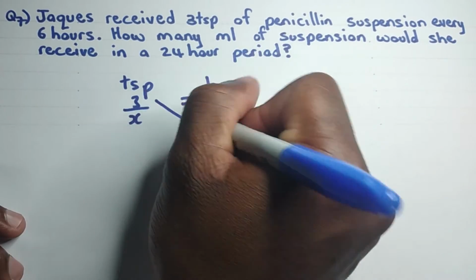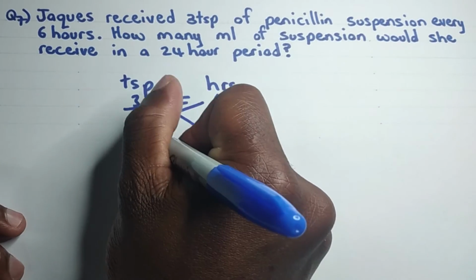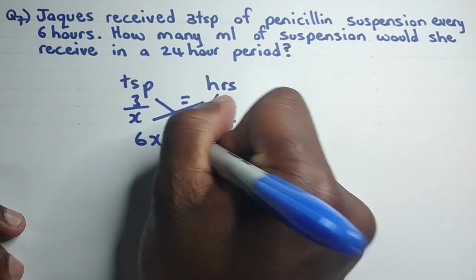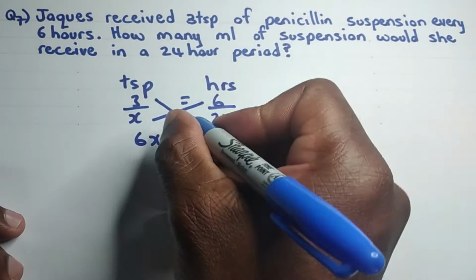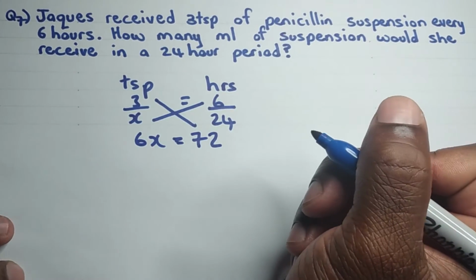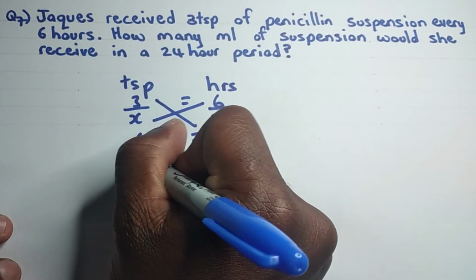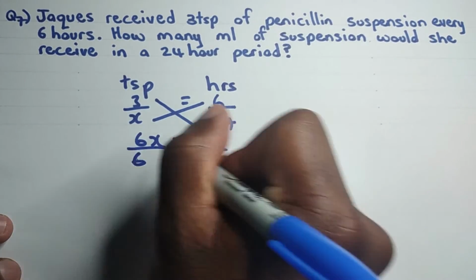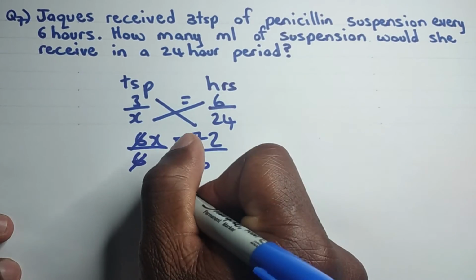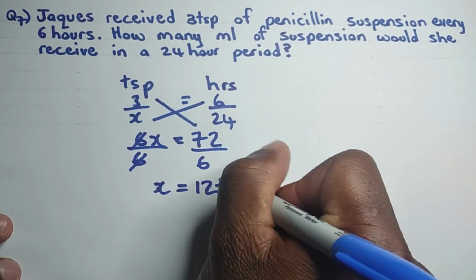Now we can cross multiply. So 6 times x, that's 6x, is equal to 3 times 24, and that's 72. Now what we're going to do is divide both sides by 6. So 6 cancels 6, and x is equal to 12 teaspoons.